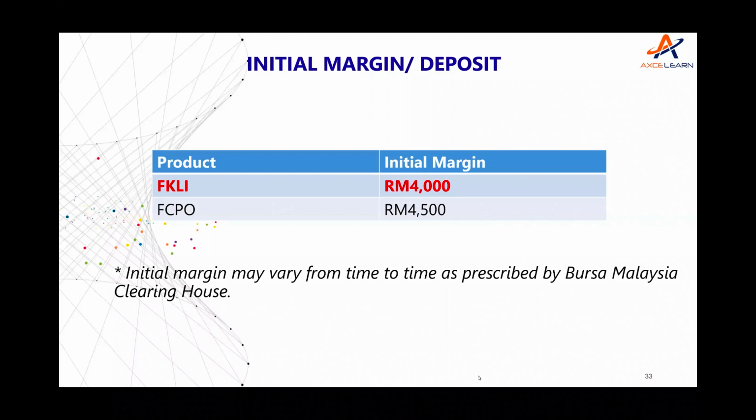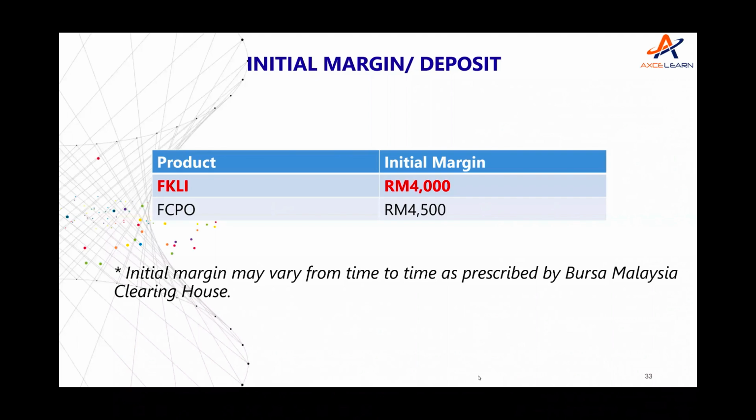I repeat, for each FKLI contract you trade, the initial margin required will be Ringgit Malaysia 4,000. If you're trading FCPO, it will be 4,500, and FM70 will be 800. When it comes to FCPO, I will discuss in detail during the next webinar. So today our focus will be on FKLI. Now, this initial margin will change according to the market condition.